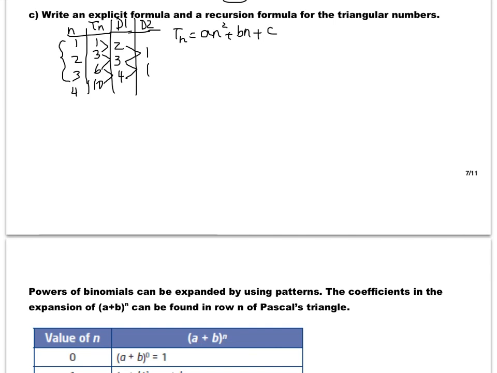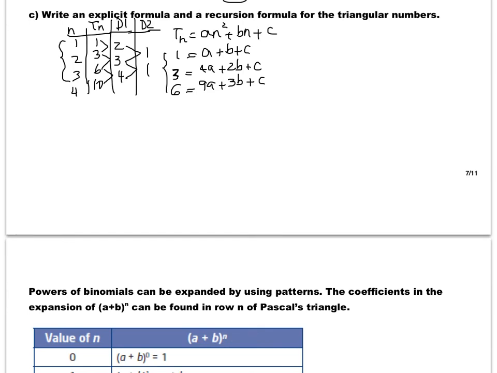The first one gives me t of n is 1, when n is 1, and 1 squared is 1. So a plus b plus c. The next one gives me, when t of n is 3, n is 2. So 2 squared is 4. So 4a plus 2b plus c. And then the last one says that when t of n is 6, then n is 3. So 3 squared is 9. So 9a plus 3b plus c. Now I have 3 equations.